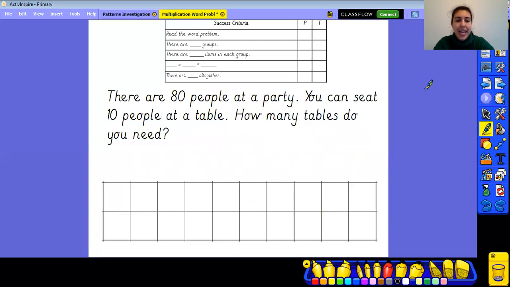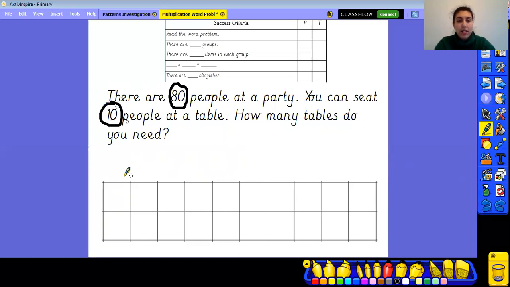Okay, so there are 80 people at a party. You can seat 10 people at a table. How many tables do you need? So this time, this word problem is working out a missing factor, because what I do have is I know that there are 80 people at this party all together, and you can sit 10 people at one of the tables.